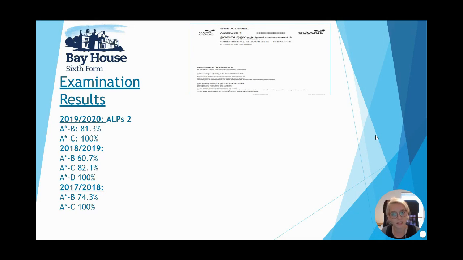If we have a look at our examination results over the last few years, last year 81.3% of our students achieved an A star to B grade, and all of our students achieved A star to C. In previous years, we do have a high A star to C rate. In 2018 to 2019, 82.1% of our students got A star to C, 100% of our students got an A star to D, and the year before, 100% of our students also achieved A star to C.